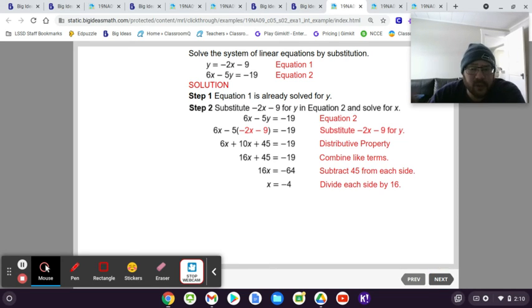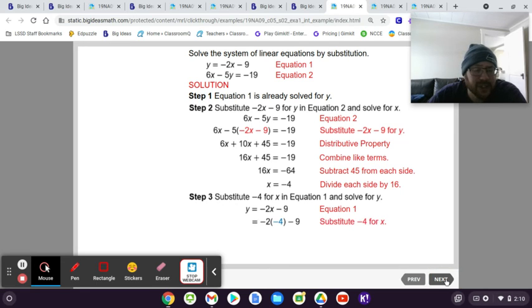You've now solved for one of the variables, and that is true for both of these equations, but you still have to figure out what y is. How are you going to do that? Yeah, you're going to replace this x with a negative 4 in either of these equations and then solve it. In fact, you should solve it in both of these equations to make sure that it is right.